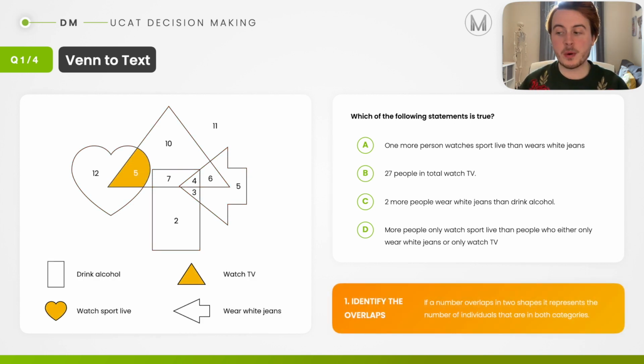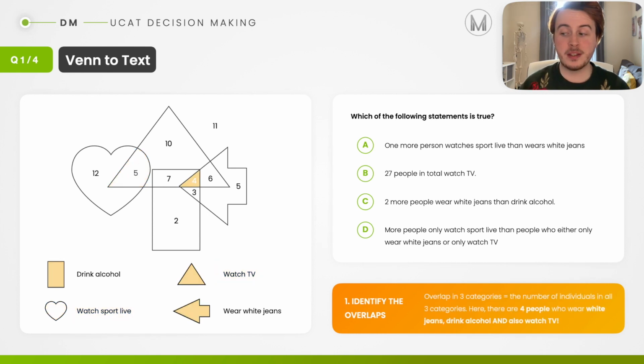When we're reading the Venn diagram, we need to understand what those overlaps mean. Anywhere that 2 shapes overlap means that number falls into both of those categories. So this overlap here would represent the people who are both watching sports live and watching TV. That's an overlap between 2 categories, but we can equally have an overlap between 3 categories. This overlap here shows people who are watching TV, drinking alcohol, and wearing white jeans, aka me every Sunday.